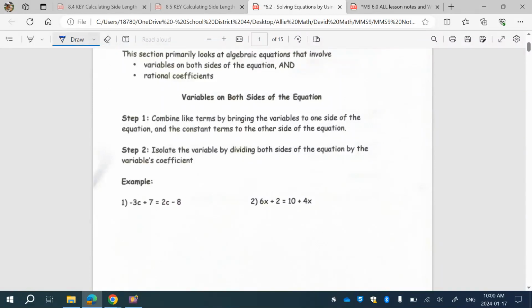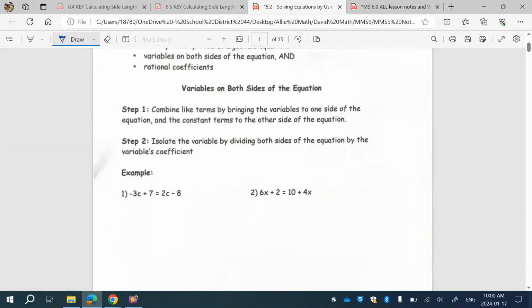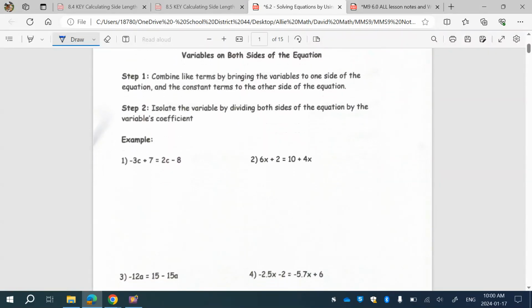Variables on both sides of the equation. Let's look at this part. So step one, combine like terms by bringing the variable to one side of the equation and the constant term to the other side of the equation. So we want all of our variables on one side and all of our constants on the other side. The next step is to isolate the variable by dividing both sides of the equation by the variable's coefficient. So I'll show you what this looks like.